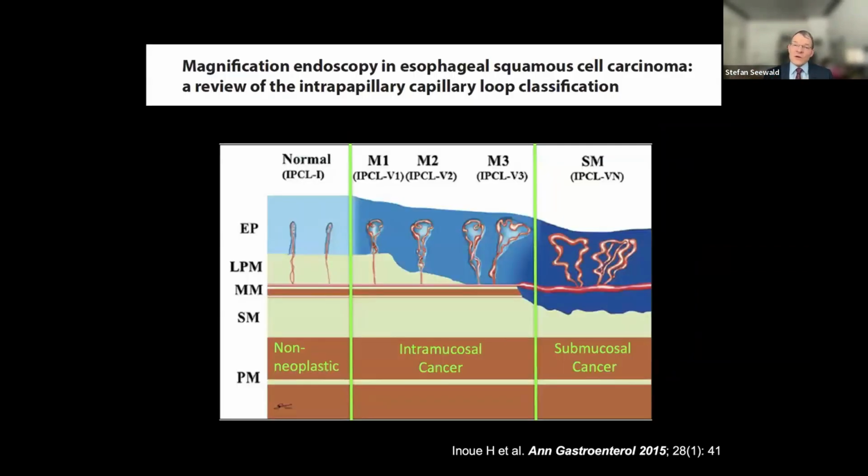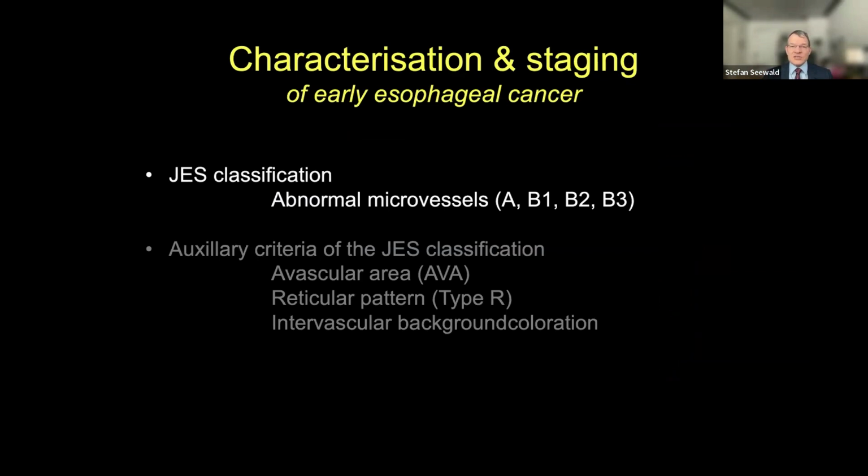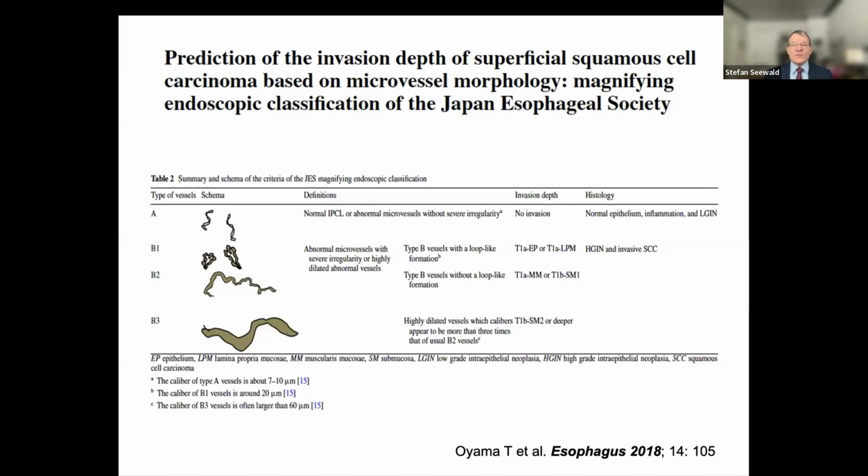And when we have a look now at this picture, you may appreciate how the vessels are changing if you have intramucosal cancer and growing to submucosal cancer. So the size of the vessels, the diameter, and also the structure is changing. And these changes are collected in this JES classification because with regard to the prediction of the invasion depths of a superficial squamous cell cancer in the esophagus, we have a correlation with the microvessel morphology. And this is here this classification.